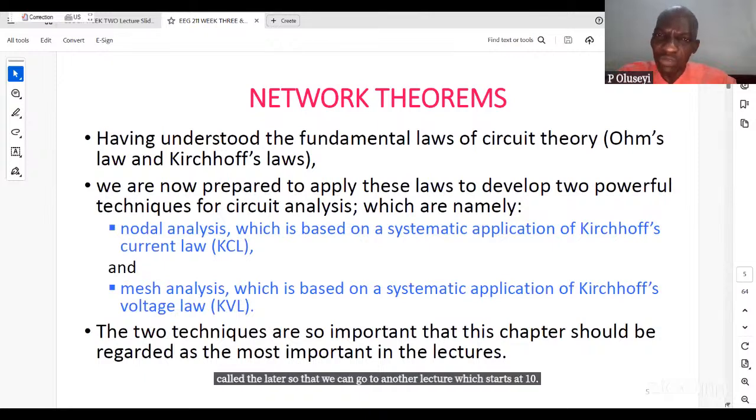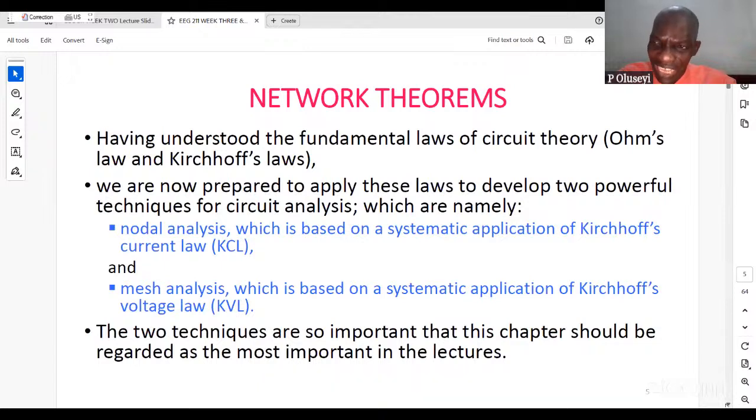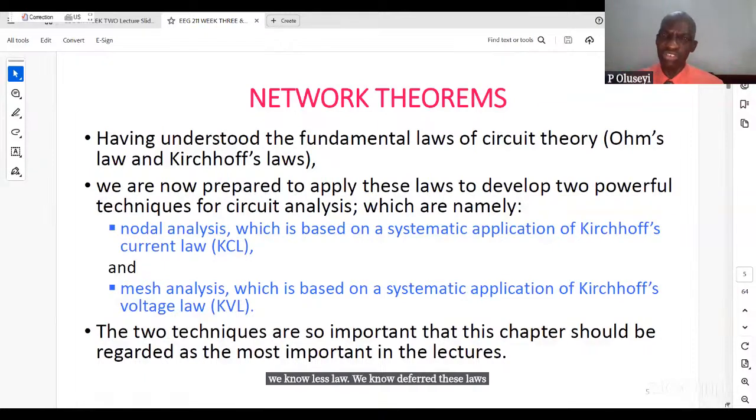Now, when we are talking of network theorems, we already know KCL, KVL, Ohm's law, Lenz's law, Faraday's laws, and all those things. But we have a responsibility to now apply them to some practical situations, and some of those practical situations are what we are about to do now. So I want you to read through this and probably jot some notes.